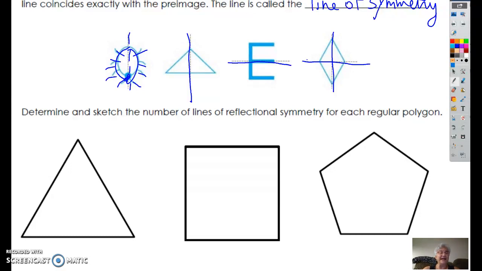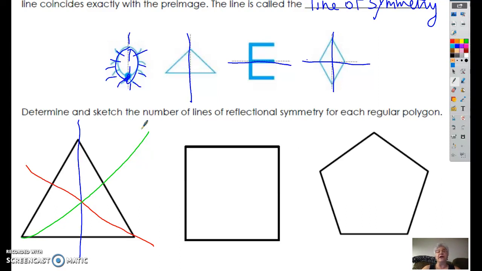So I want to know how many lines I can draw in order to get that perfect mirror image. So let's start with our triangle. If I go straight down the middle, I get two halves that look exactly the same. If I go through this side to the vertex, I also have two sides of the triangle that look exactly the same. Lastly, I can draw that third line. Now you should be seeing a pattern here. 3 sides, 3 lines of reflectional symmetry.